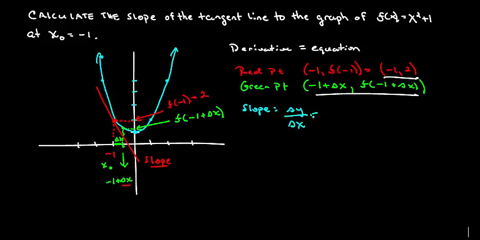So the change in the y values, that's going to be, well, I'm going to use this one first. It's going to be f at negative 1 plus delta x minus f at negative 1, which is 2. The bottom is going to be negative 1 plus delta x minus a negative 1. So let me point out where I get these values from.